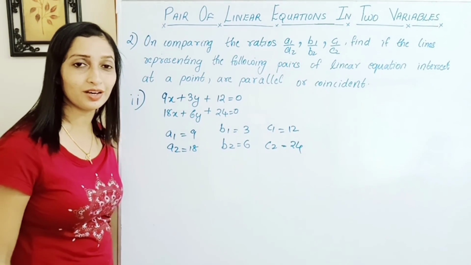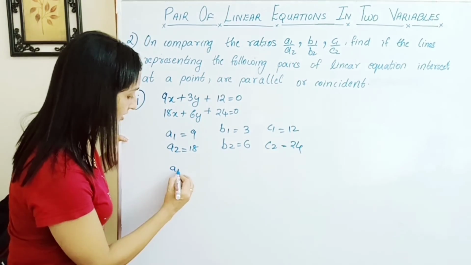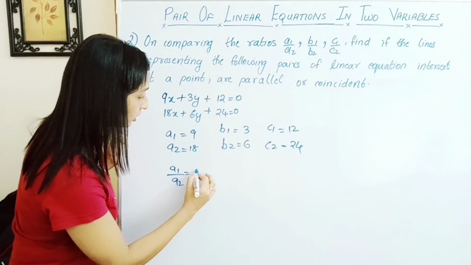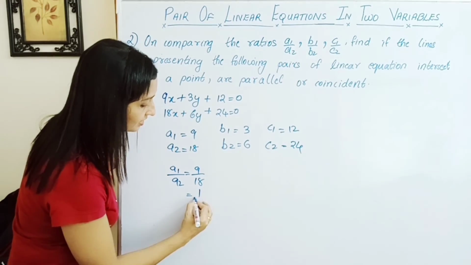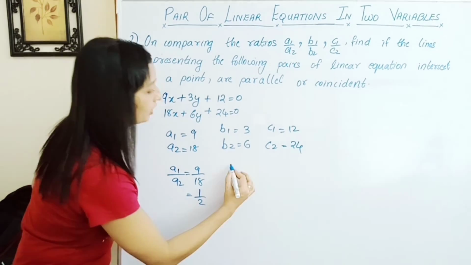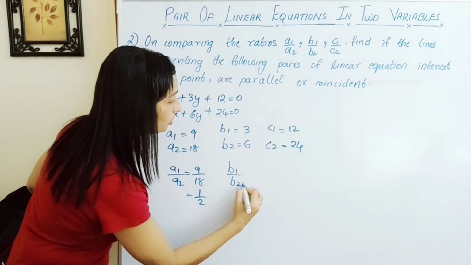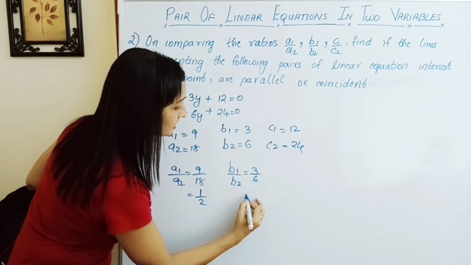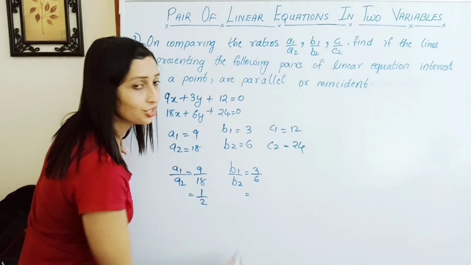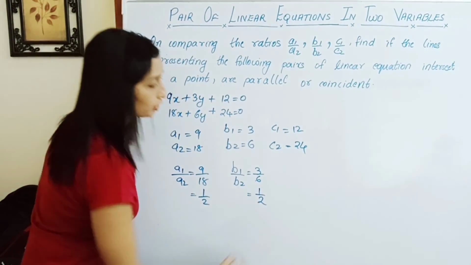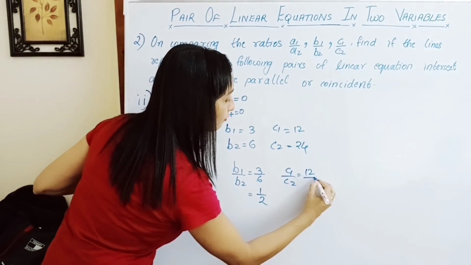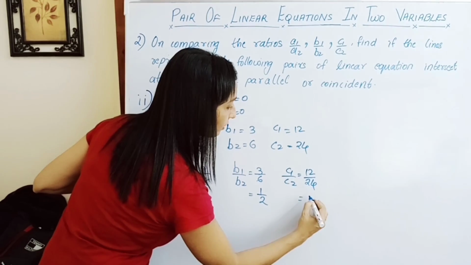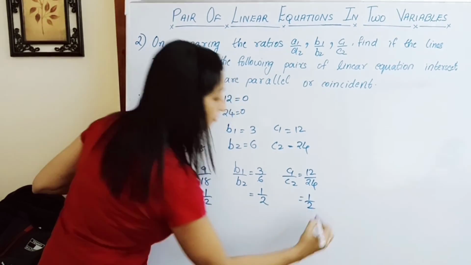Now let's find out our ratios. So that is A1 by A2 is equal to 9 by 18, which you can simplify as 1 by 2. Now what is B1 by B2? It is 3 by 6. Again, after simplification you get 1 by 2. Now what is C1 by C2? It's 12 by 24. After simplifying you get 1 by 2.